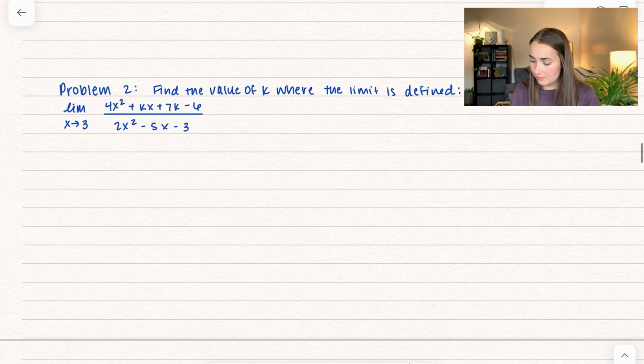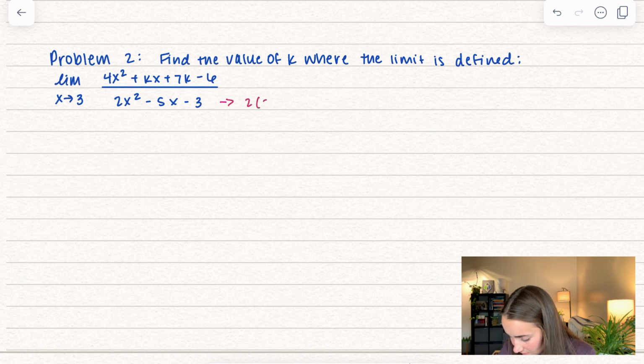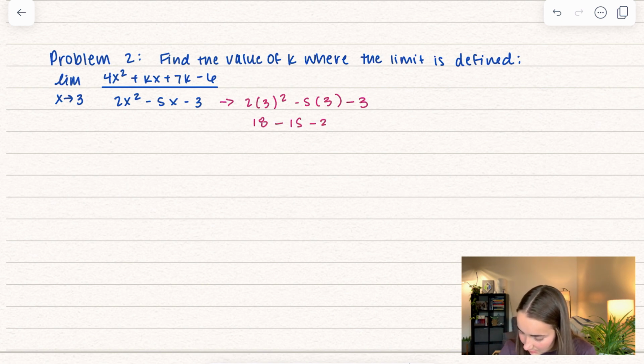So here we want to find the value of k where the limit is defined. So I want this limit to exist. That usually means that there's an issue value, and I want to go ahead and see what my issue value is. So if I use direct substitution and I plug that into the denominator, I get 2 times 3 squared minus 5 times 3 minus 3. Simplifying this out, I get 2 times 3 squared is 2 times 9, which is 18, minus 15 minus 3, which is equal to 0. So I can see I have an issue with the denominator, it goes to 0.